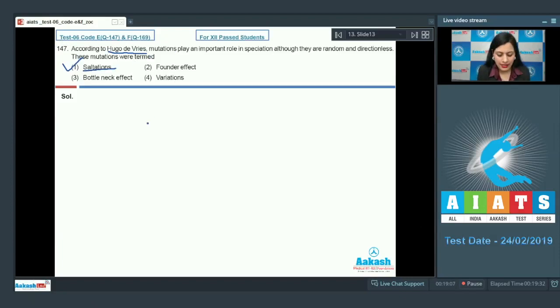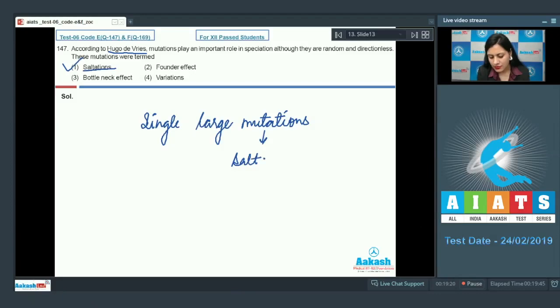According to Hugo de Vries, single large mutations are known as saltations, and they are random and directionless. On the other hand, variations, and this is an incorrect option.